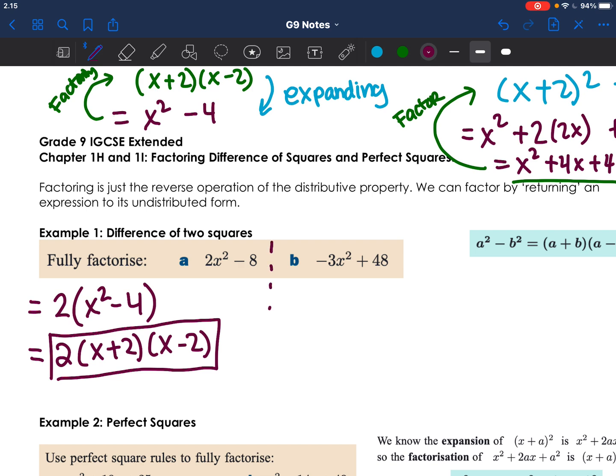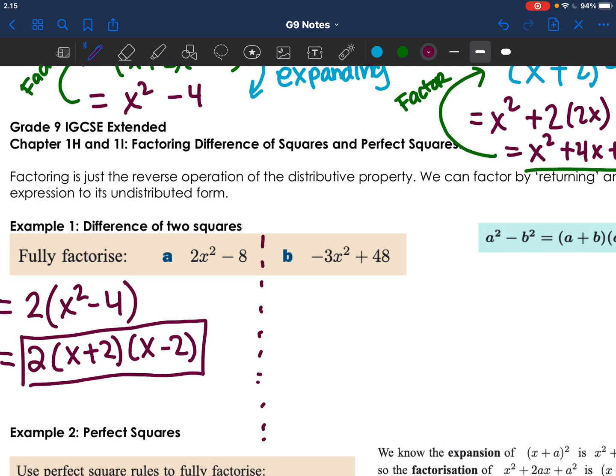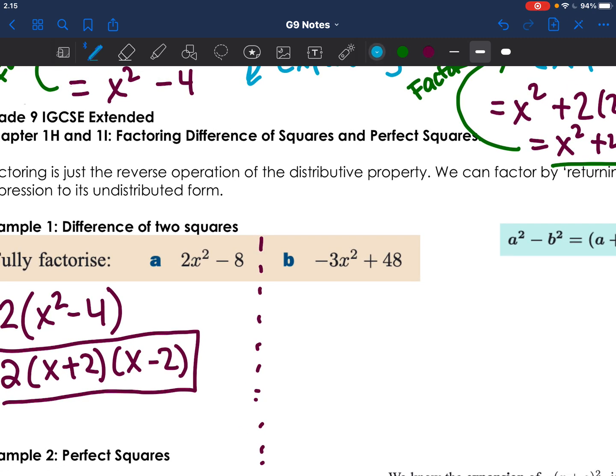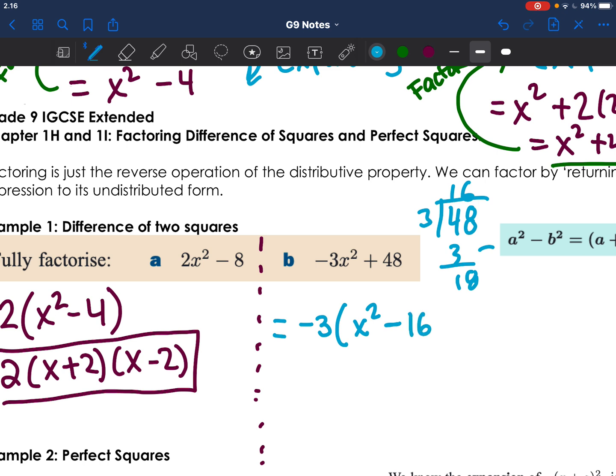So let's do that again with another one. I want you to try this out. Again, find if there's a GCF. 48 divided by 3 is 16. I don't like the negative there, so I'm going to pull out negative 3 with the GCF. That leaves me with x squared, and then this positive 48 divided by negative 3 is negative 16.